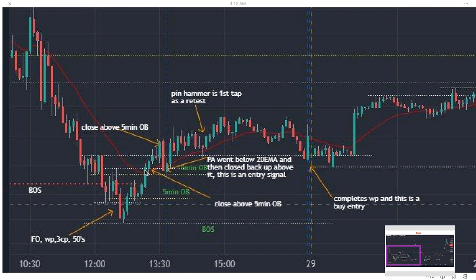So price did close above the first order block and then the second order block. So at this point in time, we do have 6 confirmations.